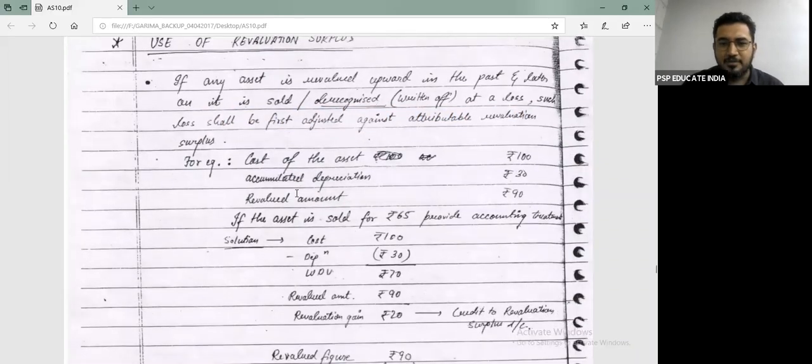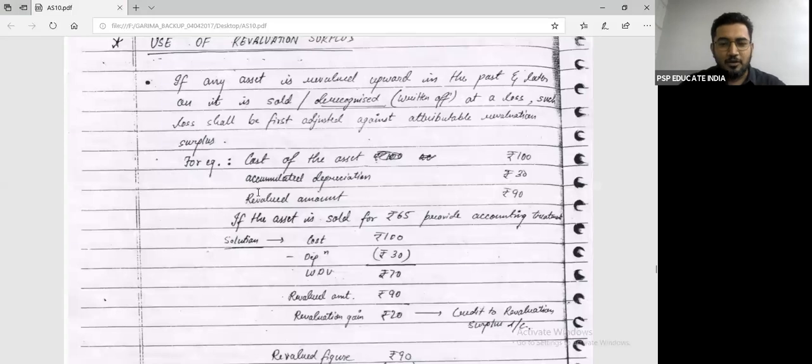For example, cost of the asset is 100, accumulated depreciation is 30. Quickly on the chat box, what's your net value? Accumulated depreciation is given as 30. What is your net value? It will be 100 minus 30, which comes to 70.